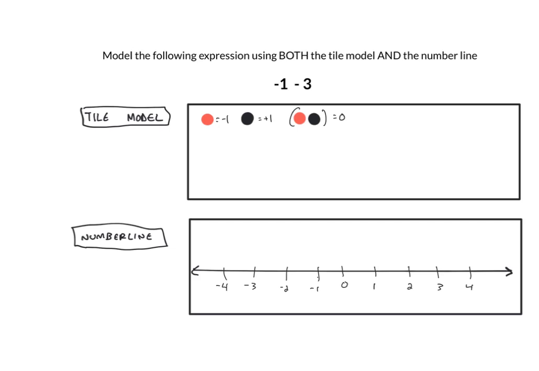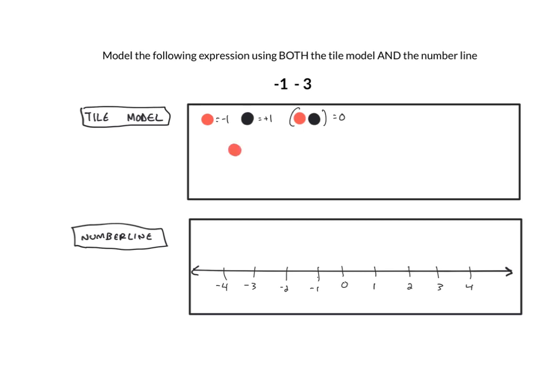So for my tile model, my first step is I always throw down my first term. So my first term is -1. I have a key right here, so I'm going to use a red dot for -1, a black dot for a +1, and then again, those two combined equal 0 because -1 plus 1 equals 0. All right, so my first term is -1, so let me get a bigger dot here. So there's -1.